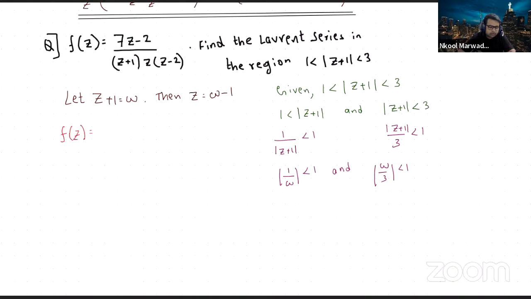F of z is equal to (seven z minus 2) upon z(z plus 1). When I break it into partial fractions, I will get one term like 1 upon z, another like 1 upon z plus 1.